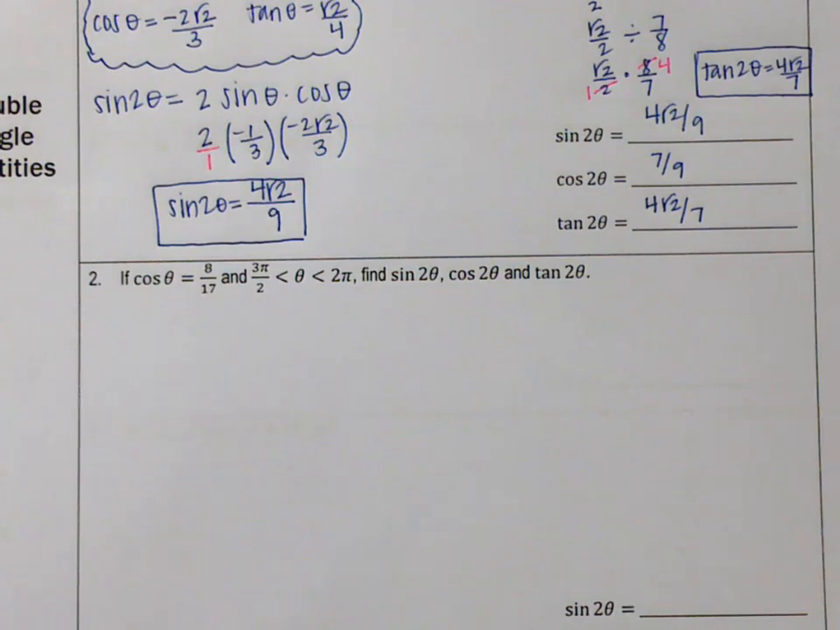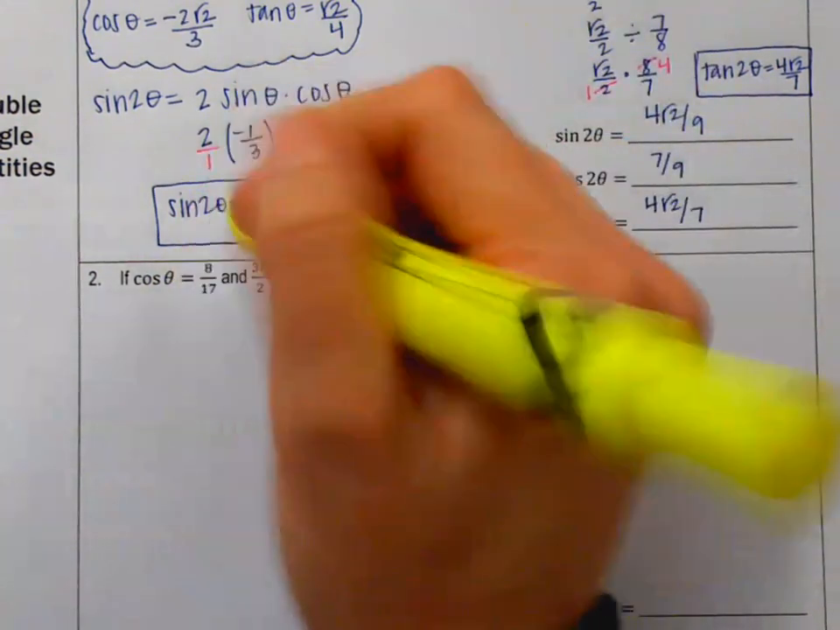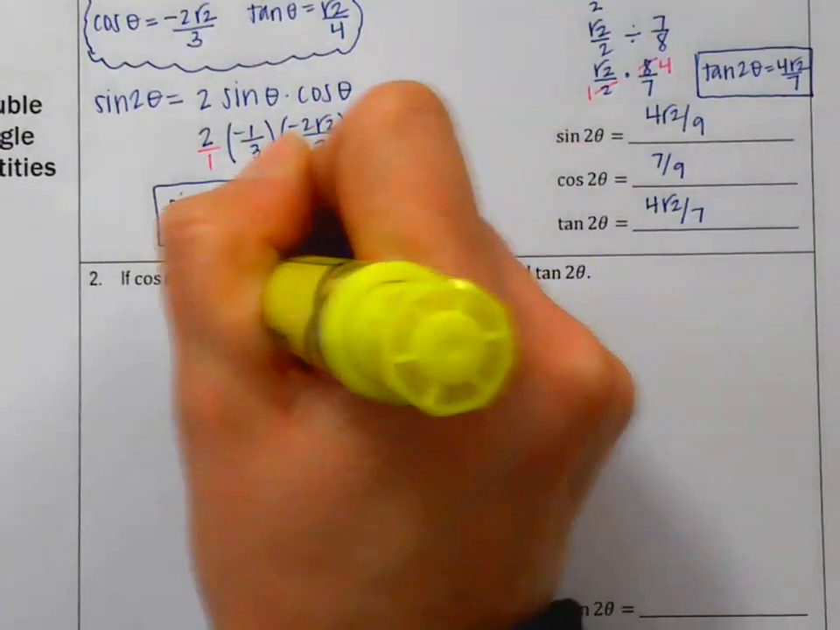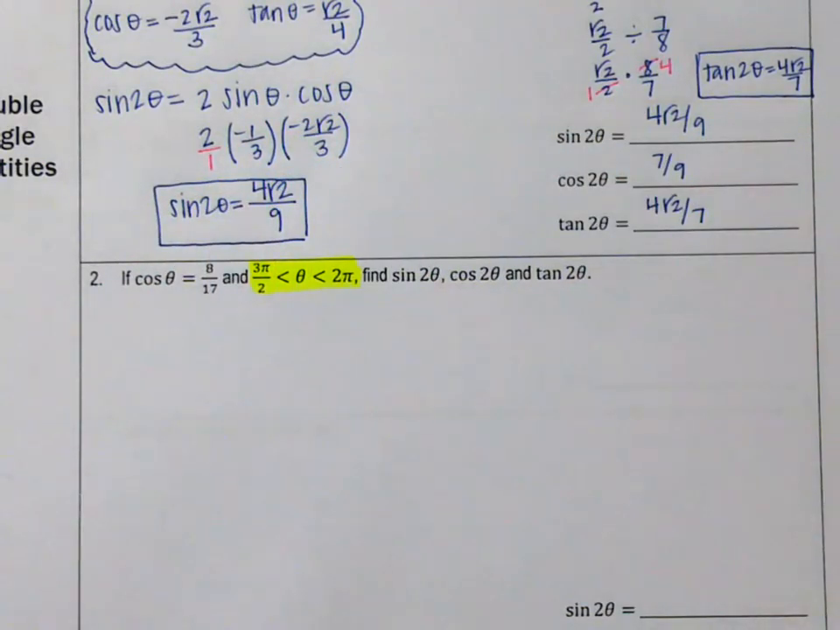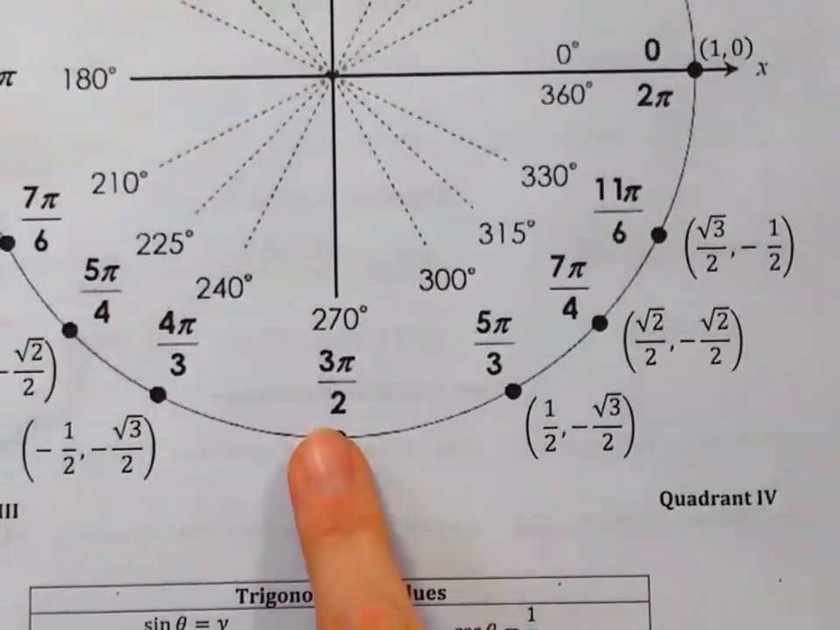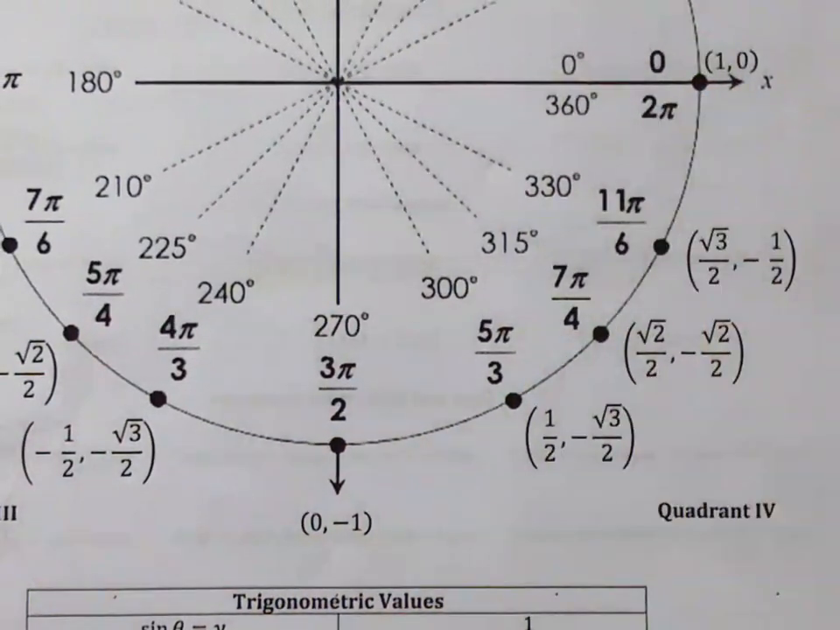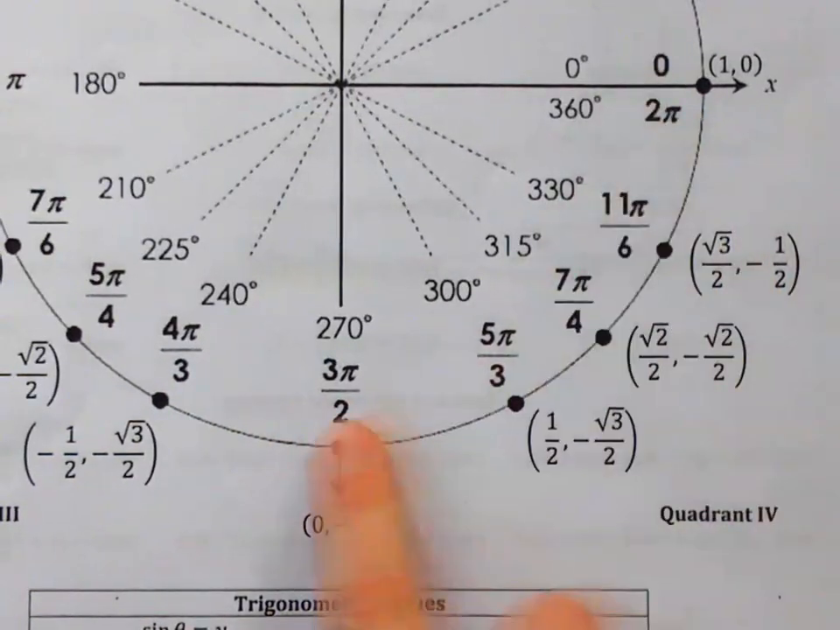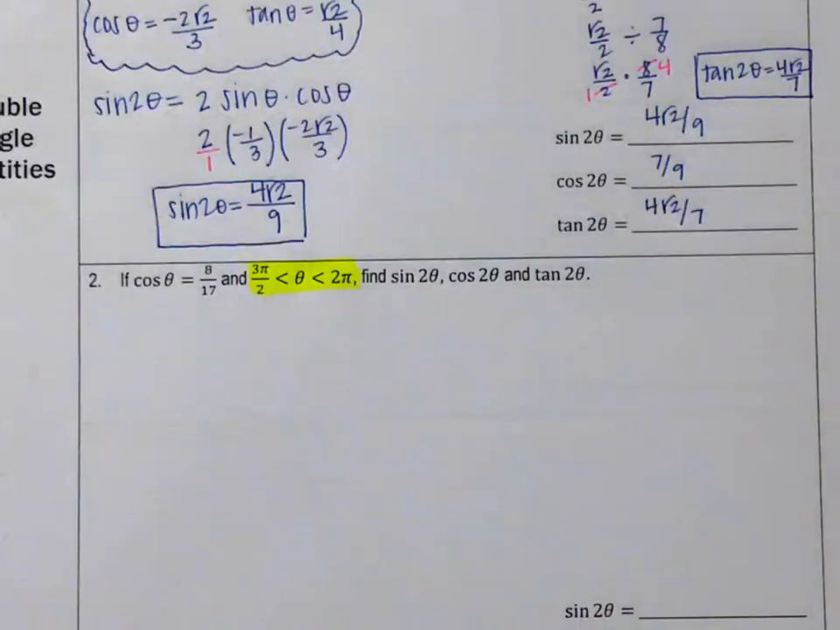Okay. So if we're looking at 2, it says if cosine theta equals 8 over 17 and theta is in between 3 pi over 2 and 2 pi, find all of the others. So of course, we're first looking here and figuring out what quadrant is that in. So I go to my unit circle and I look, okay, where is 3 pi over 2 to 2 pi? And that's where it is. And so this is telling me, okay, that's quadrant 4.